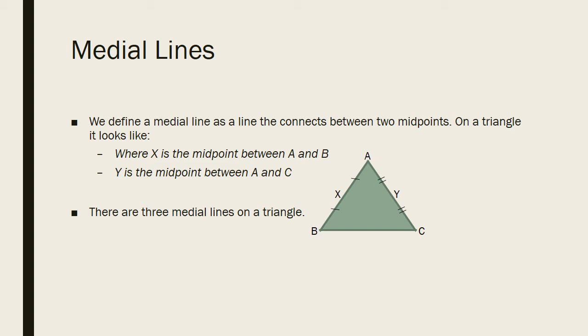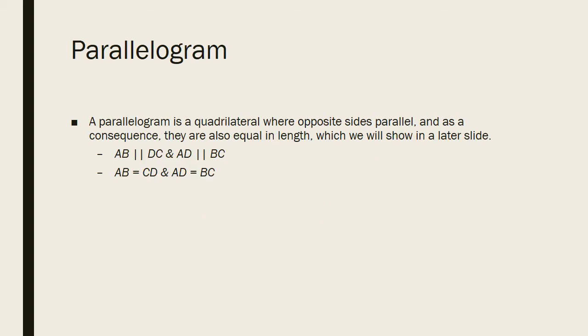The medial line is the line that connects the midpoints of two sides. On a triangle, we will call this line XY, and it divides the lines AB and AC in half, essentially. A parallelogram is a quadrilateral in which opposite sides are equal and parallel. This won't be coming in for a while, however, this very basic definition is necessary for the proof that we will be discussing today.